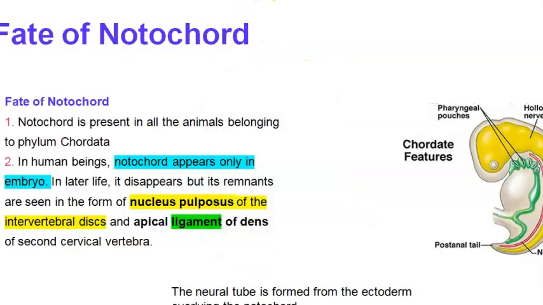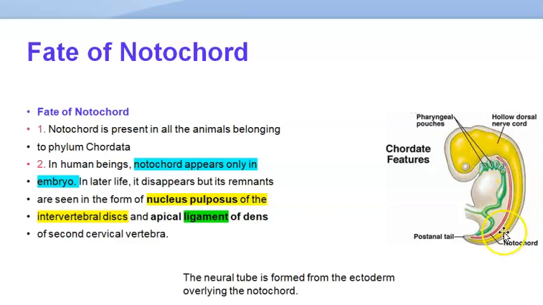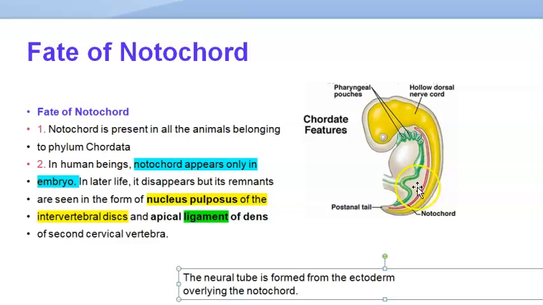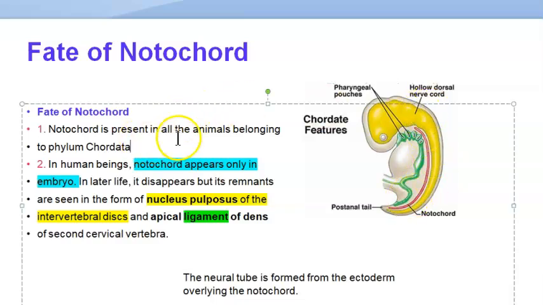But why is it so important? Because all animals of phylum Chordata will have this notochord. Okay, so here they've shown the notochord, right? So basically all animals belonging to phylum Chordata has this notochord. Okay, so what does this finally become in us? In us, it will just become intervertebral discs, that to the central part, that is the nucleus pulposus of the intervertebral disc and the apical ligament of dens. That's what it will finally become. This notochord for us in humans, it appears only in embryo.